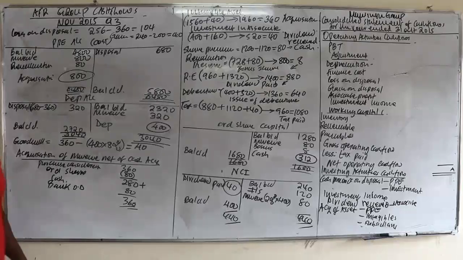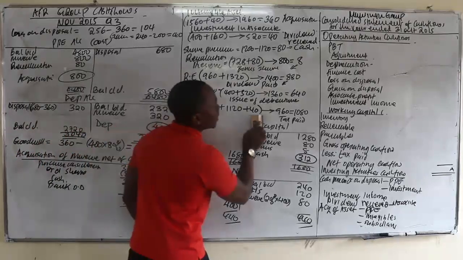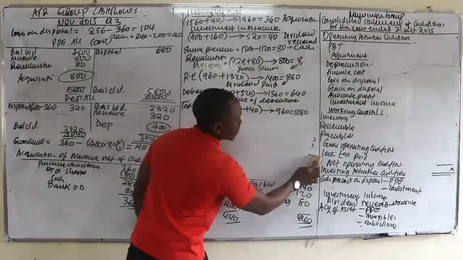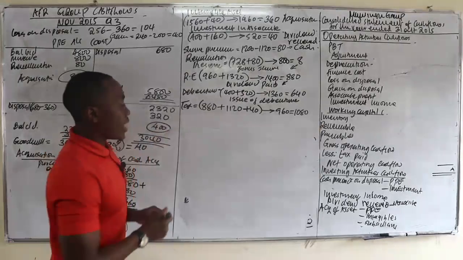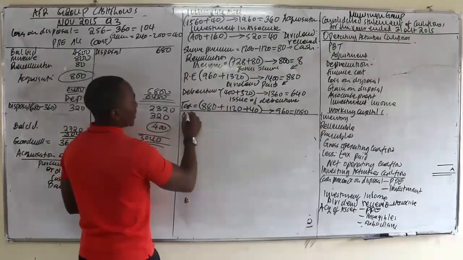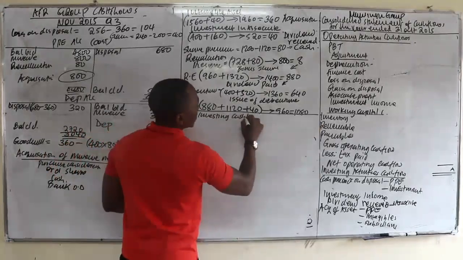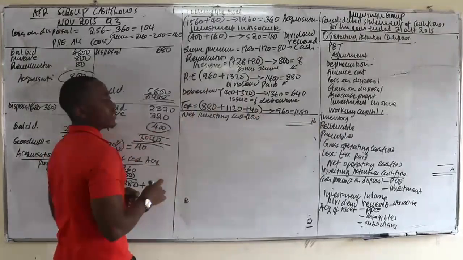So let me just wrap this. And that's how we get the net investing cash flows. Let's call it B.